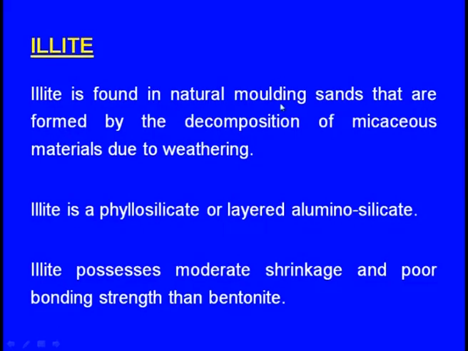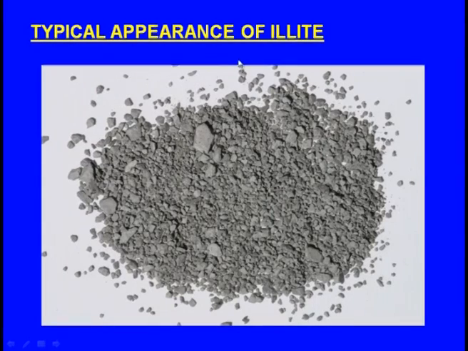Next one, we will see the illite. Illite is found in natural moulding sands that are formed by the decomposition of micaceous materials due to weathering, right. Illite is a phyllosilicate or layered aluminum silicate. Here also we can see the word phyllo. Phyllo means layers, a layered and leaf-like structure. Illite possesses moderate shrinkage and poorer bonding strength than the bentonite. So, bentonite is widely used. Next to bentonite, this illite is used. This is the typical appearance of the illite.